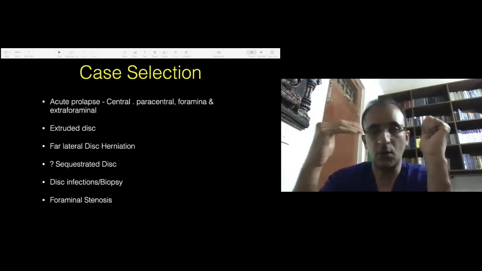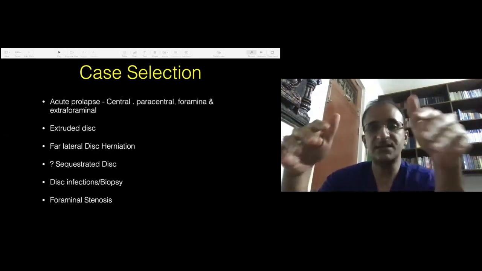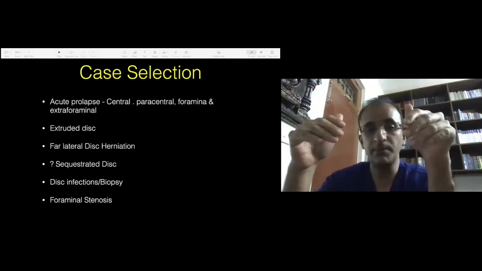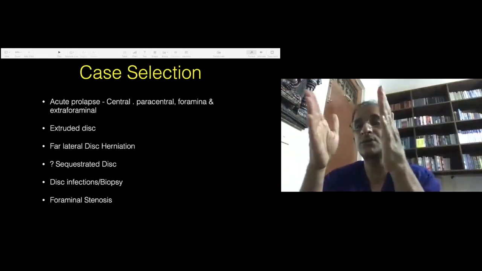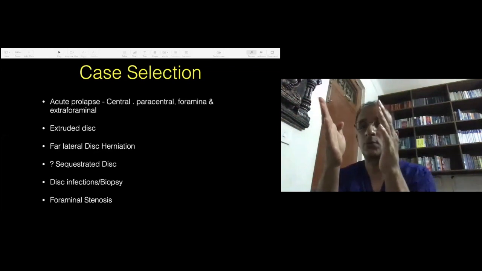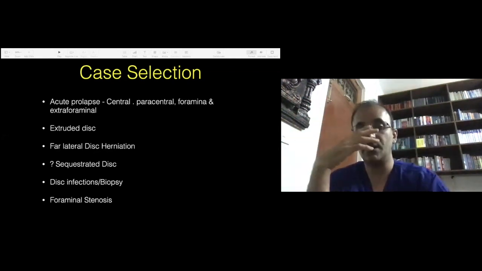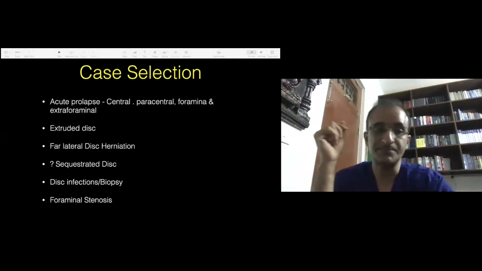Extruded discs, not a problem. Far lateral disc herniation, we have already discussed, not a problem. Sequestrated disc to a certain extent. To what extent, I'll just show you through an X-ray.